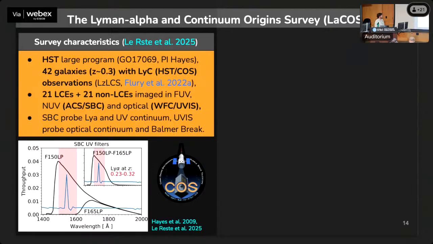And we observe all these galaxies with the Solar Blind Channel on board HST. So we observe these galaxies with SBC in these two bands. These two bands are consecutive, so at this specific redshift range, one of them is probing Lyman alpha plus UV continuum, the other one is probing only UV continuum. So we can subtract both bands, and we get a nice narrow-band Lyman alpha.